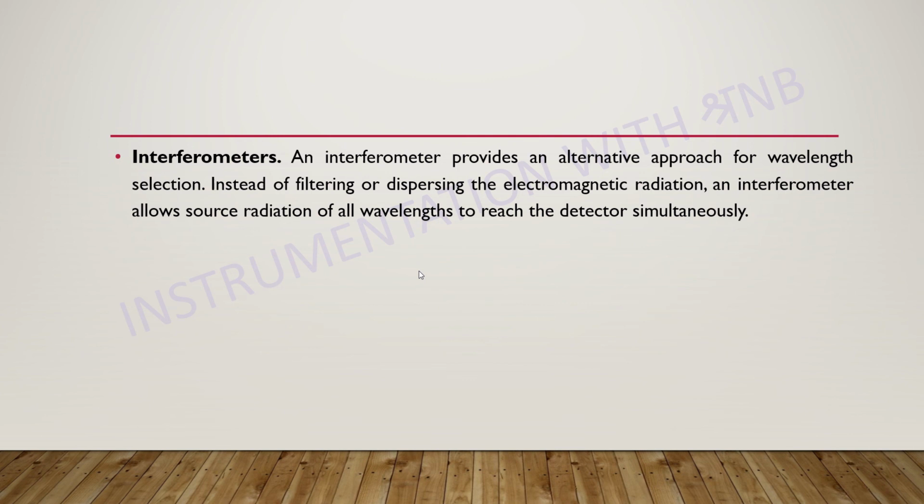An interferometer provides an alternative approach for wavelength selection. Instead of filtering or dispersing the EMR, an interferometer allows source radiation of all wavelengths to reach the detector simultaneously. So the throughput of the radiation would increase, and also it will increase the effective bandwidth. I will discuss it in detail when I discuss FTIR.